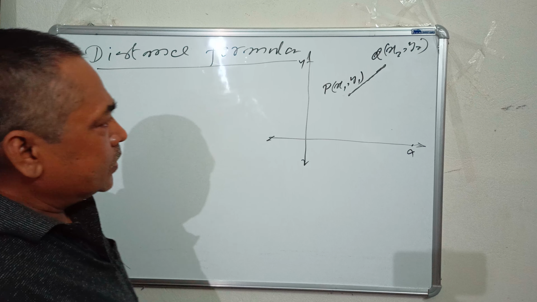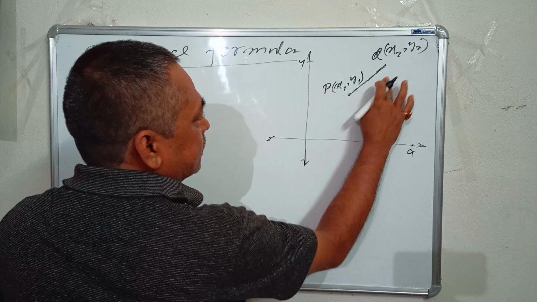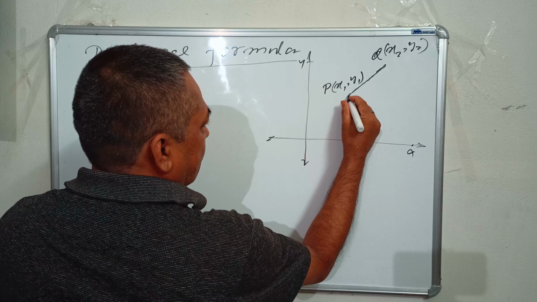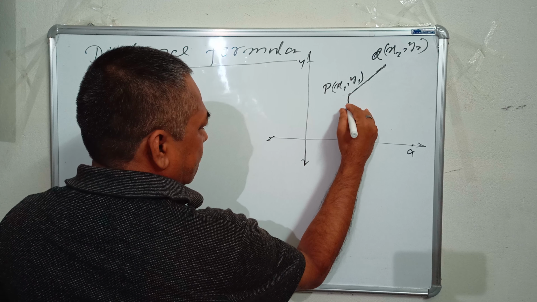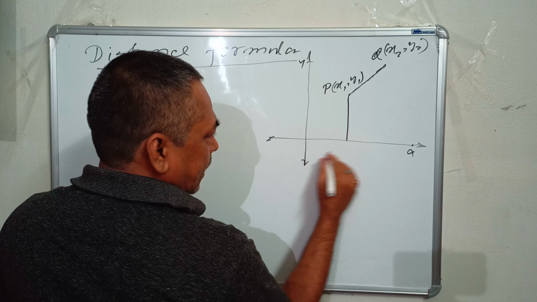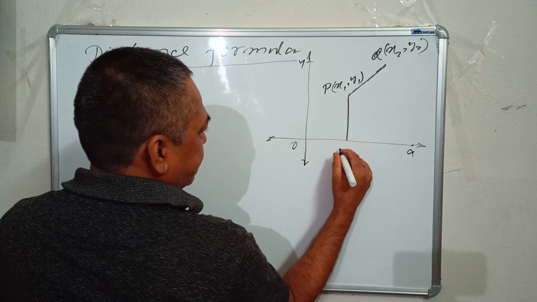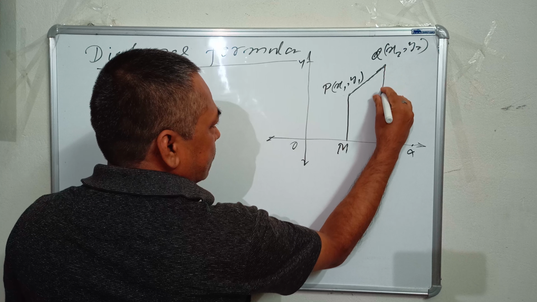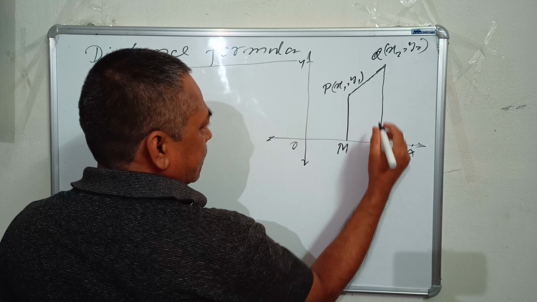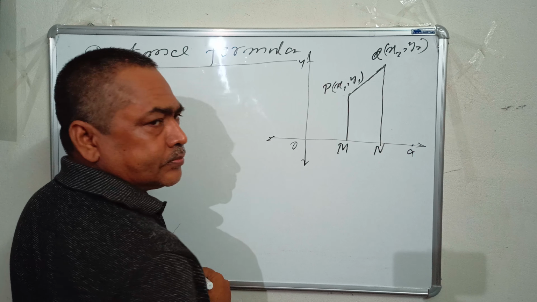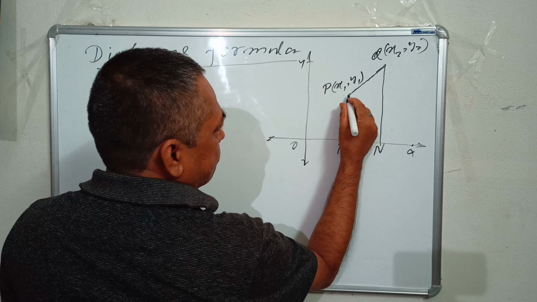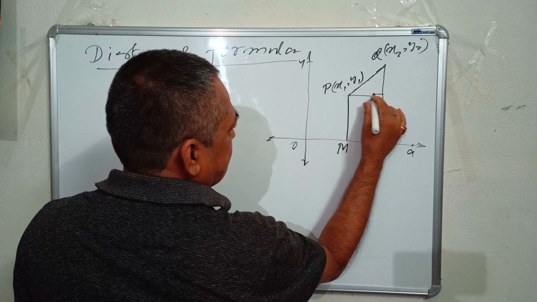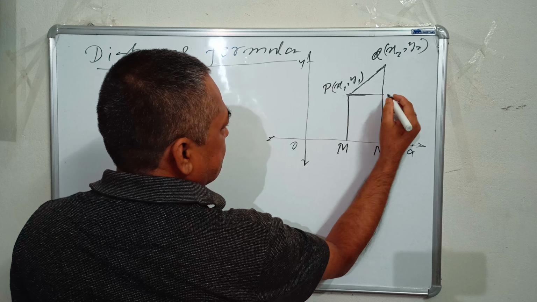Now here you are going to learn how to find this distance. To do that, we drop a perpendicular from P on the x-axis, say PM. From Q, we drop another perpendicular, say QN. Also from P we drop a perpendicular on this line, say this is R.